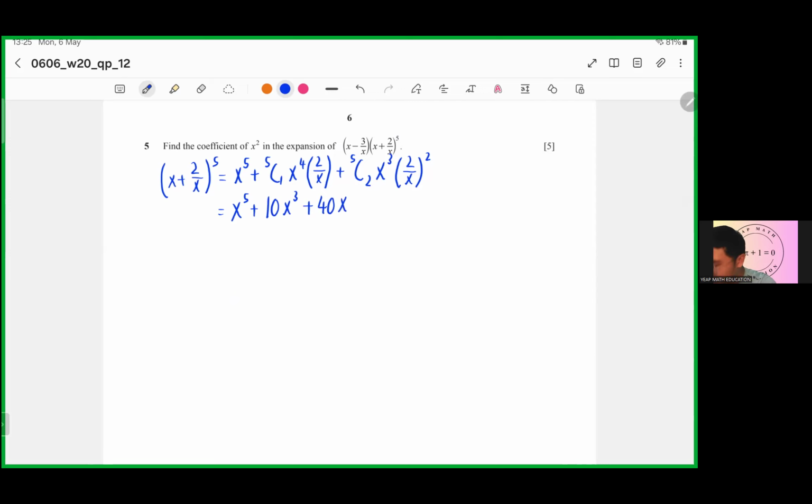So now we need to expand x minus 3 over x, bracket x to the power 5 plus 10 x to the power 3 plus 40.